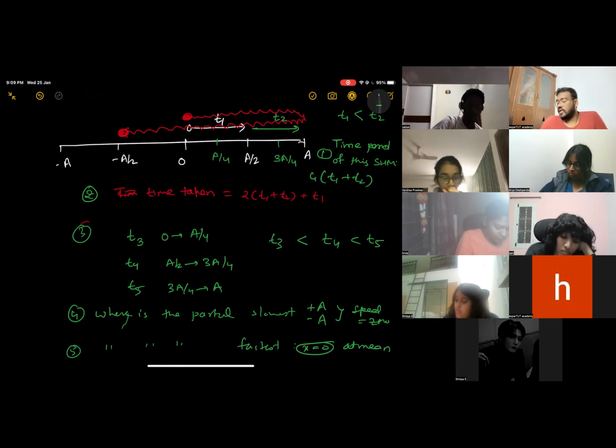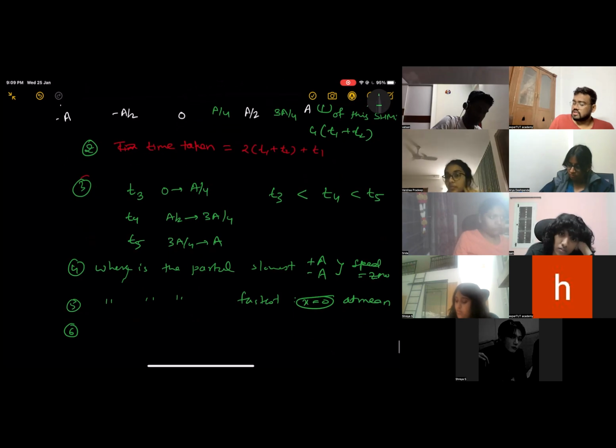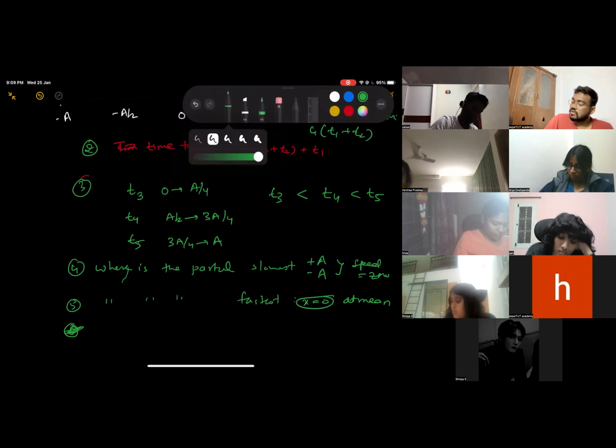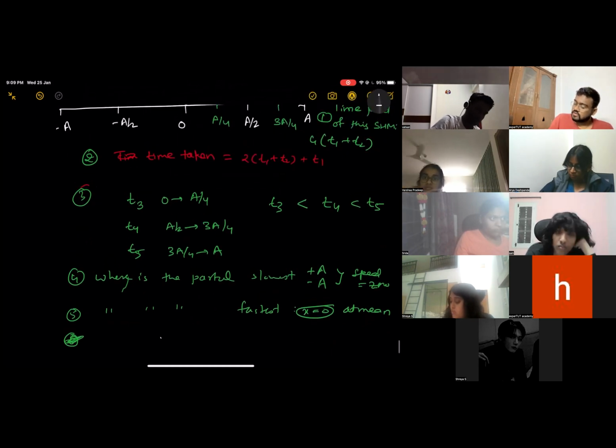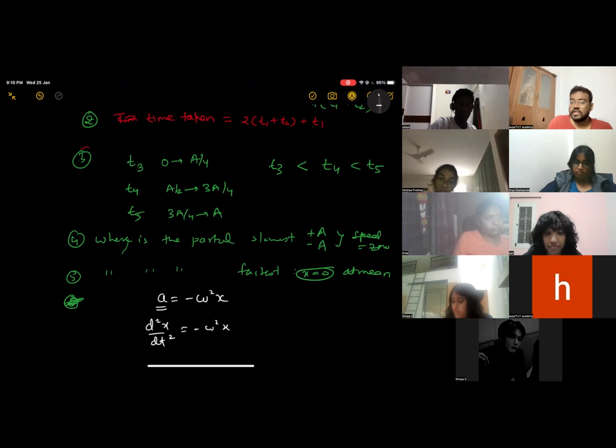Okay. Next you write fifth, sixth. Sixth: acceleration was minus omega square x, right? And you understood that acceleration was the double derivative of displacement. So acceleration is nothing but d square x by dt square, and that is minus omega square x. This is a differential equation. Don't be afraid of this word.